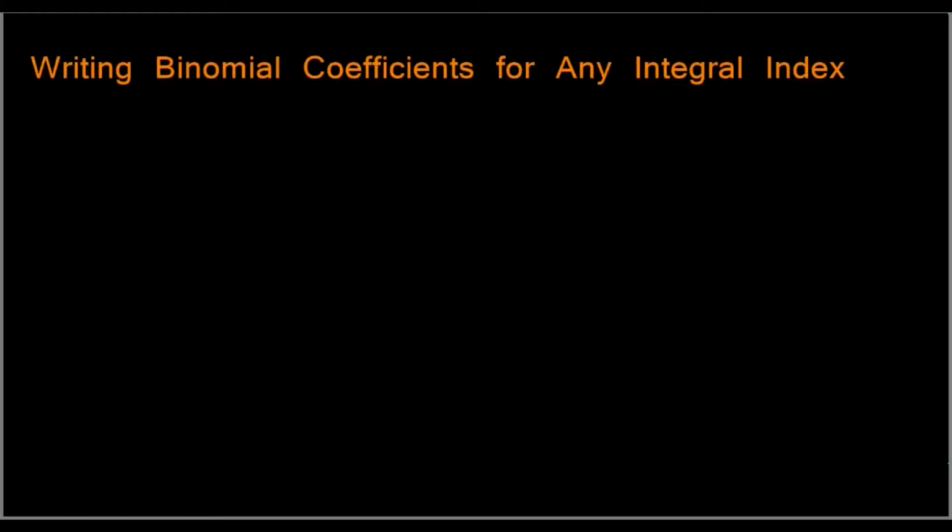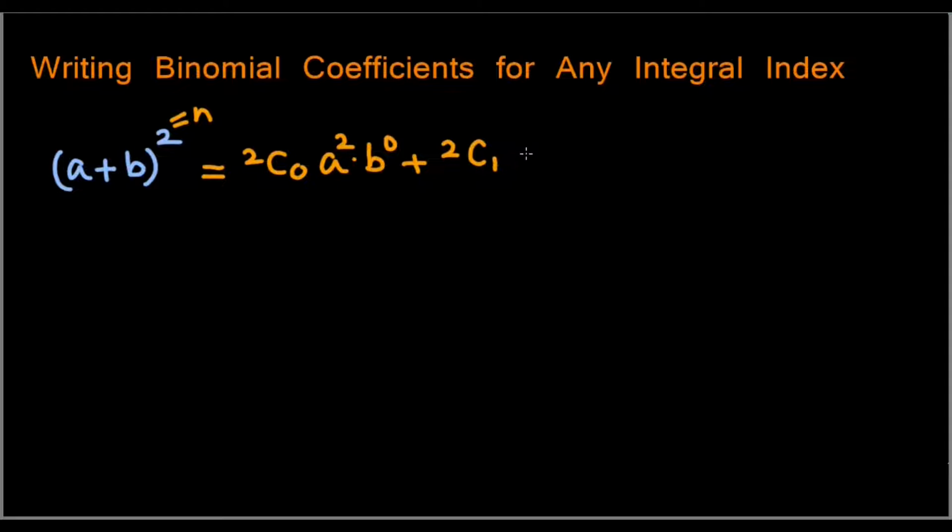After having understood how to calculate binomial coefficients with the help of the combination formula, we are now in a position to write binomial coefficients for any integral index. We can write the binomial expansion of (a + b) squared, where n equals 2, as 2C0 a squared b raised to 0 plus 2C1 a raised to 1 b raised to 1 plus 2C2 a raised to 0 b squared.